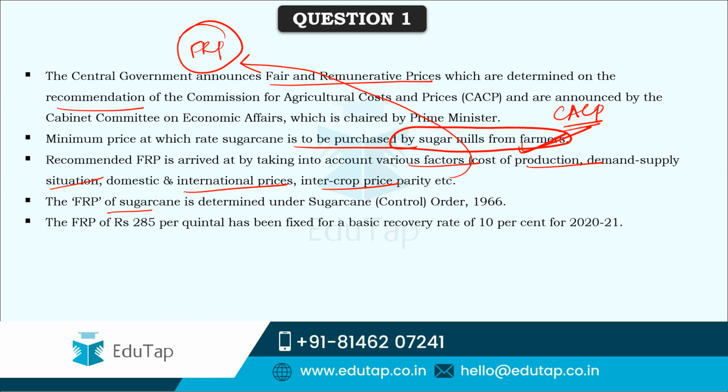This FRP of sugarcane is determined under the Sugarcane Control Order 1966, and currently for the year 2020-21 FRP is 285 rupees per quintal for a basic recovery rate of 10%. That is the sugarcane recovery rate. From the sugarcane they recover the sugarcane juice. From that, either sugar can be produced or jaggery can be produced. So based on that recovery rate, 285 per quintal FRP is fixed for the year 2020-21.